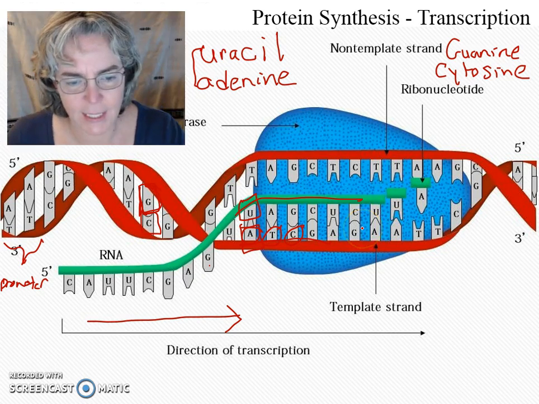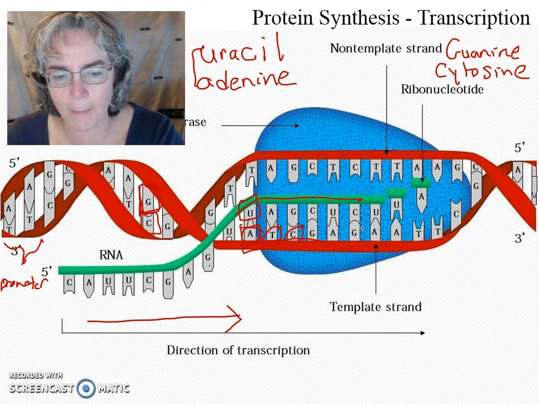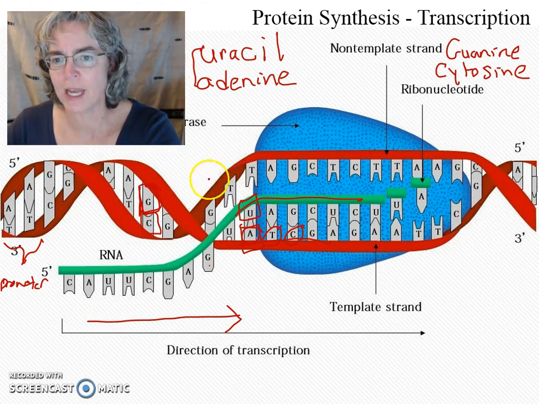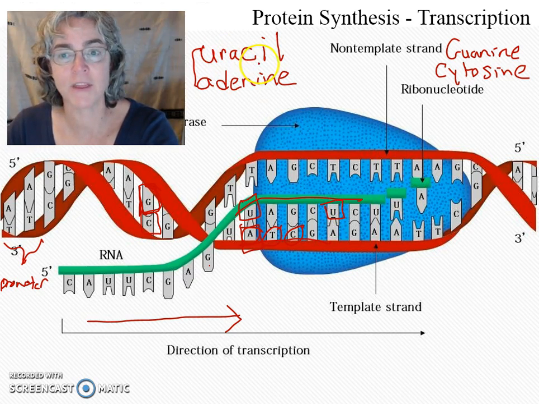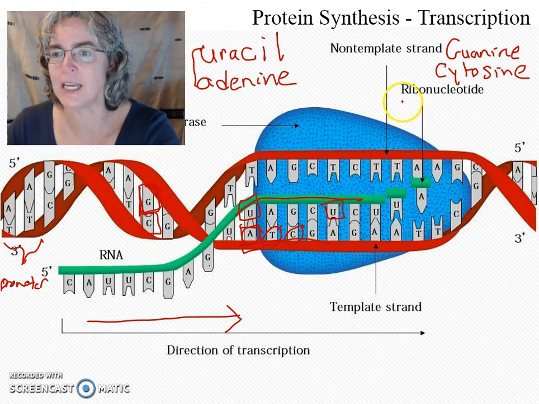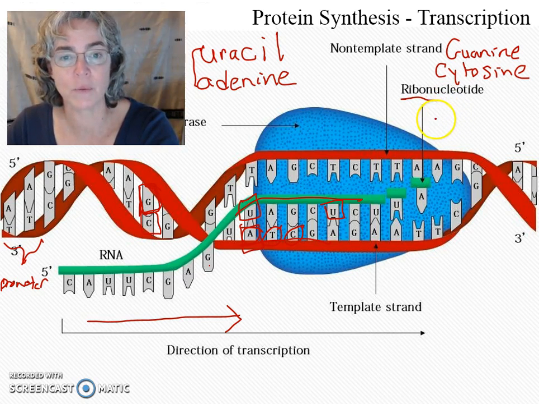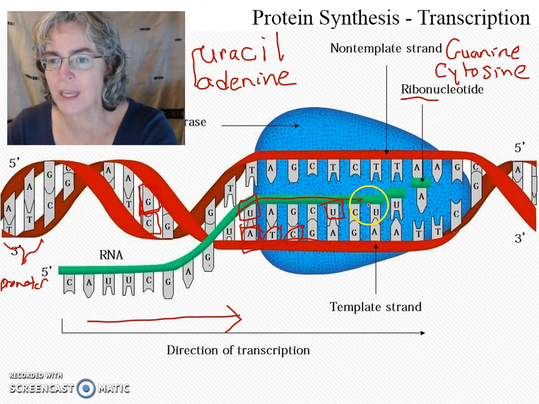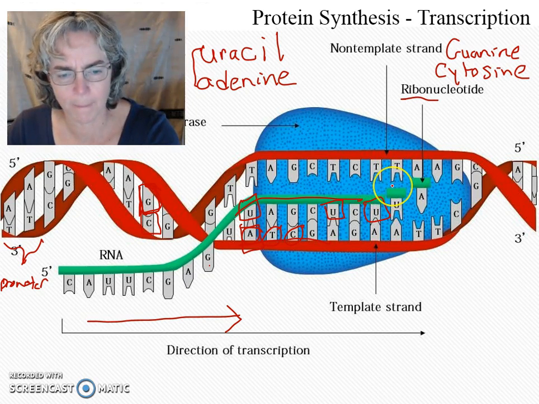Okay, let me look at my notes to make sure. Oh, the other thing that's different is, in an RNA molecule, there's a uracil instead of a thymine. The other difference is the sugar: in an RNA molecule, instead of a deoxyribose sugar, there's a ribose sugar. So these are called ribonucleotides.